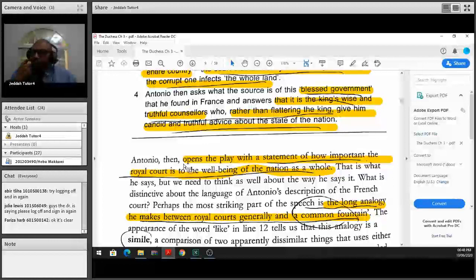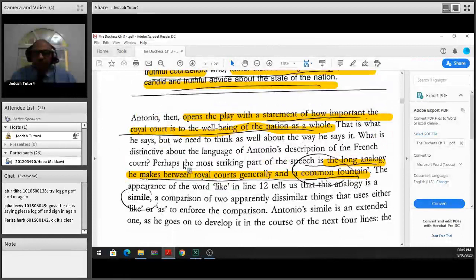Okay. So Antonio then asks what the source is of this blessed government that he found in France, and is answered that it is the king's wise and truthful counselors. He surrounds himself with good and honest counselors who, rather than flattering the king, give him candid and truthful advice about the state of the nation. So as you can see, it's all political. It's all about the King of France and his good government, good counseling. So again, if the royal court is healthy and good, this would extend to the rest of the country.